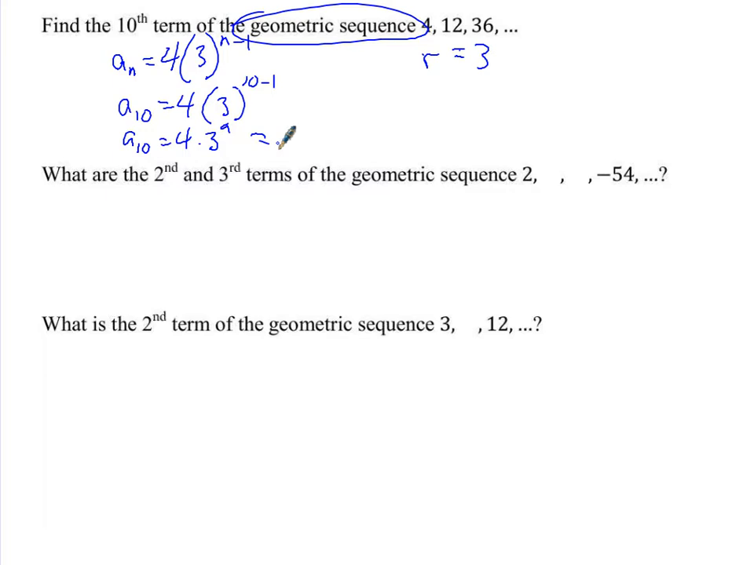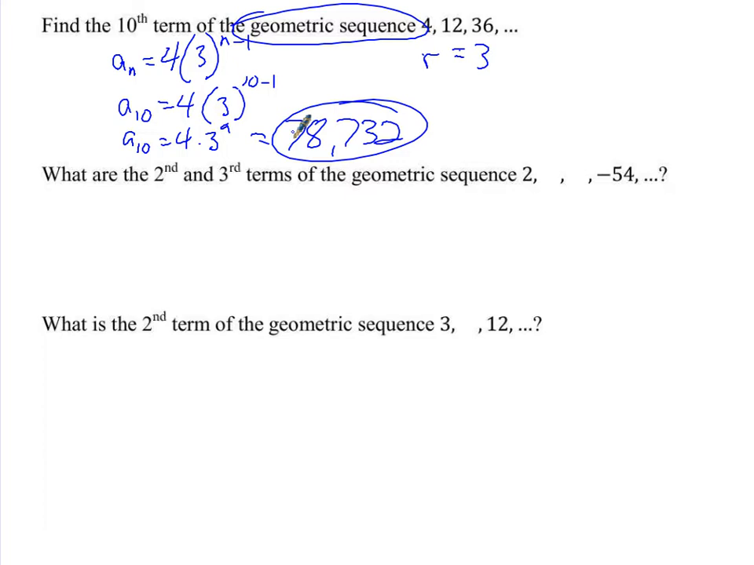19683? But then times 4. 78,732. There's your answer. So not a whole lot of work. You just got to understand how the geometric sequence works and then remember the formula.